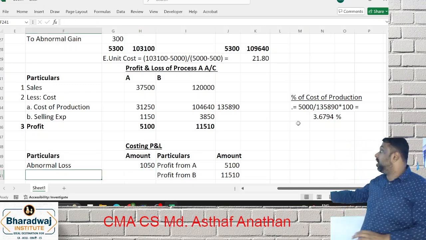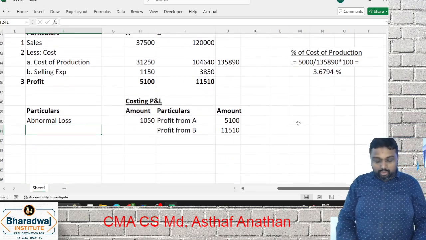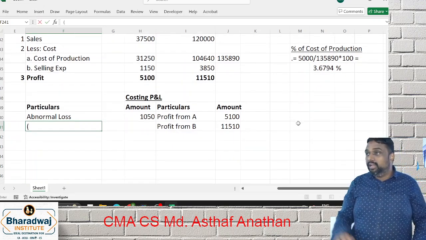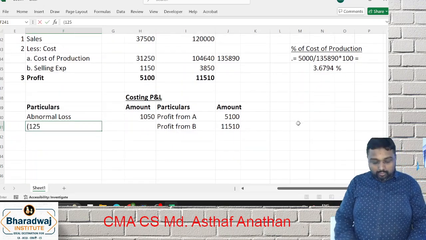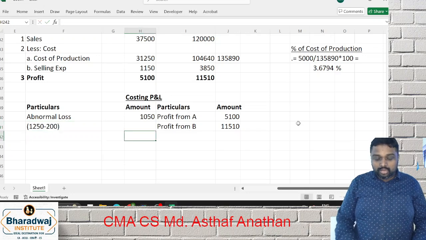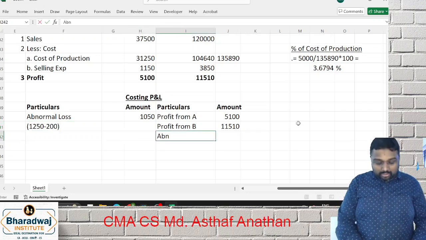Costing P&L. I did a shortcut here for you. So what is the abnormal loss we did? Can you tell the shortcut? 1,250 minus 200. Same way, abnormal gain also will adjust.